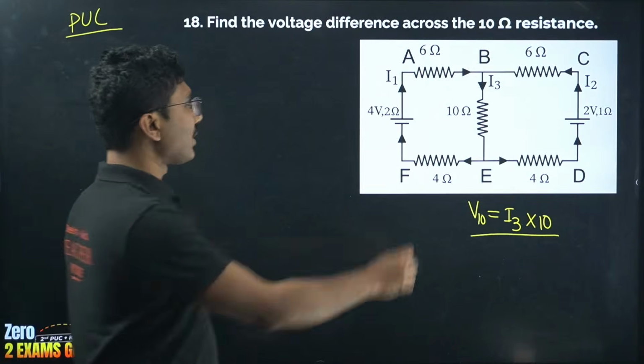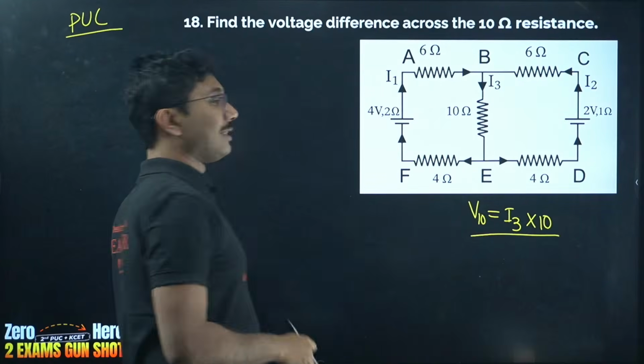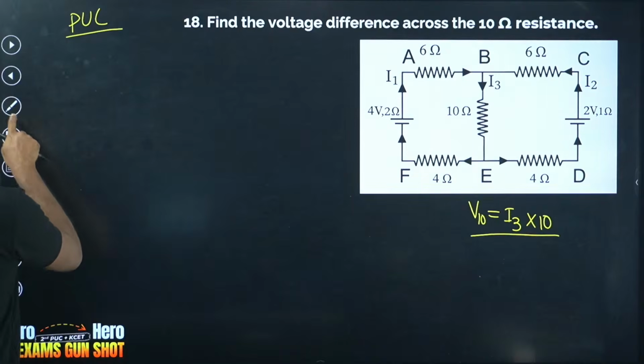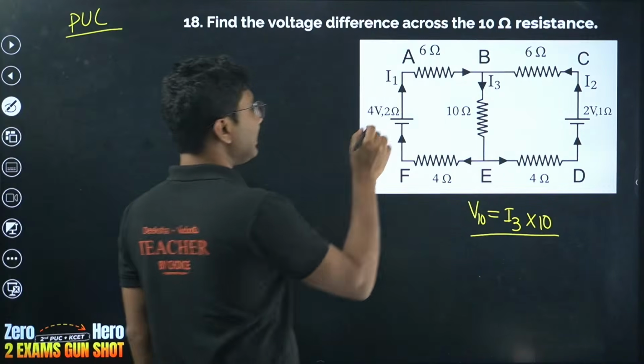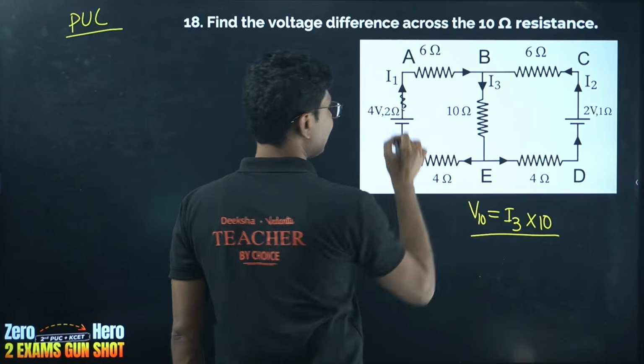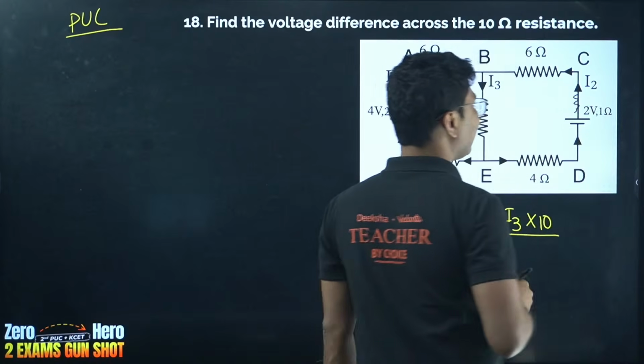Okay, so as you can see here, we have 6 ohm, 4 ohm. The battery, the cell itself also has an internal resistance. So internal resistance generally is in series with the cell. So that is the internal resistance. Okay, similarly this one will also have an internal resistance. This is also internal resistance.